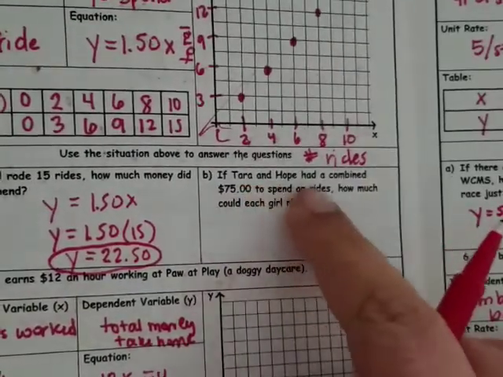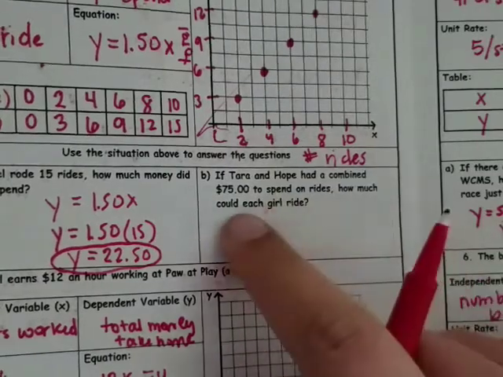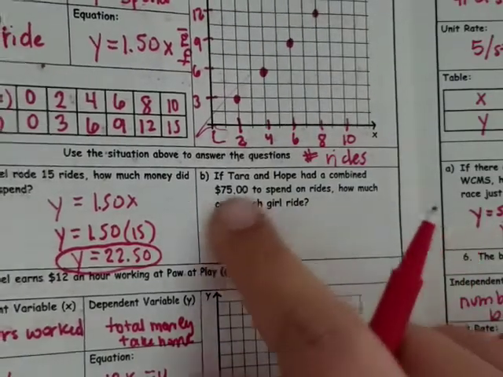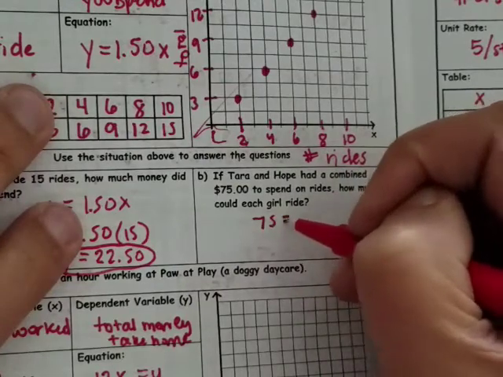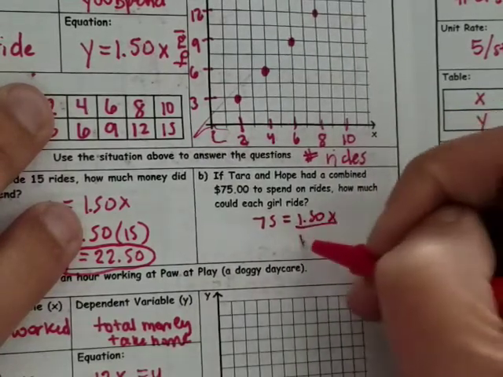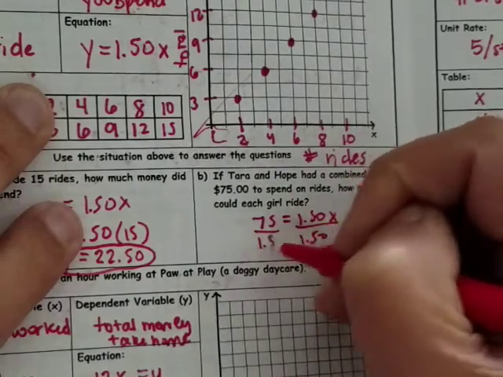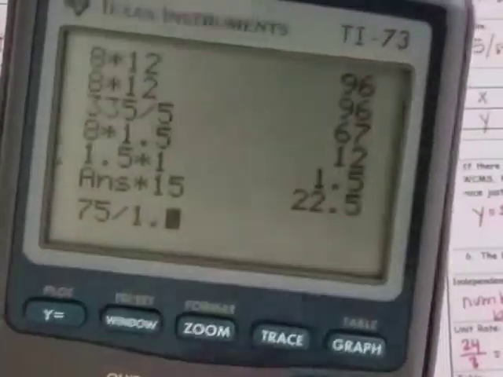If Tara and Hope had a combined $75 to spend on rides, how much could each girl ride? So let's figure out how many rides they could get total. So 75 is the number of rides, and it's $1.50 a ride. We're going to divide by $1.50. So 75 divided by $1.50. So there's 50 rides total.